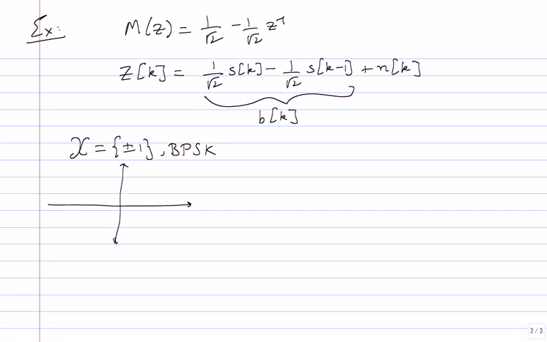Okay, I'm drawing two axes. Actually, I don't need two axes. It's only one dimension; it's all real. But what will be the values in the received constellation? Yes, there's 1 by root 2 floating around, so just be careful about that.